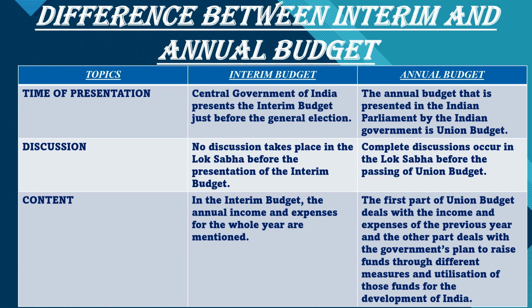Then about discussion. No discussion takes place in the Lok Sabha before the presentation of the interim budget, and a complete discussion takes place in the Lok Sabha before the passing of the union budget. Then what does the interim and the annual budget include? In the interim budget, the annual income and expenses for the whole year are mentioned, and the first part of the union budget deals with income and expenses of the previous year, and the other part deals with the government's plan to raise funds through different measures and utilization of those funds for the development of the country.